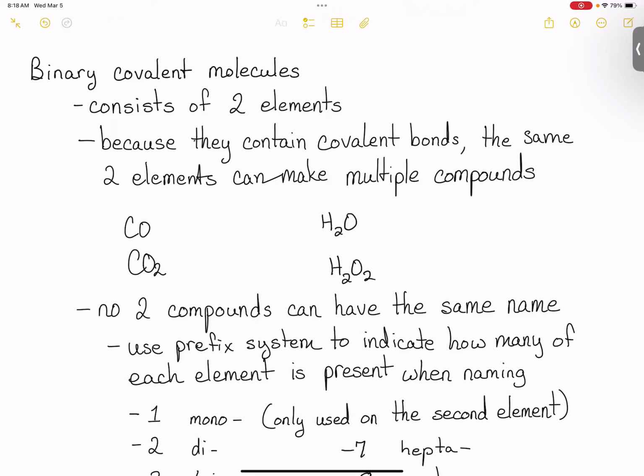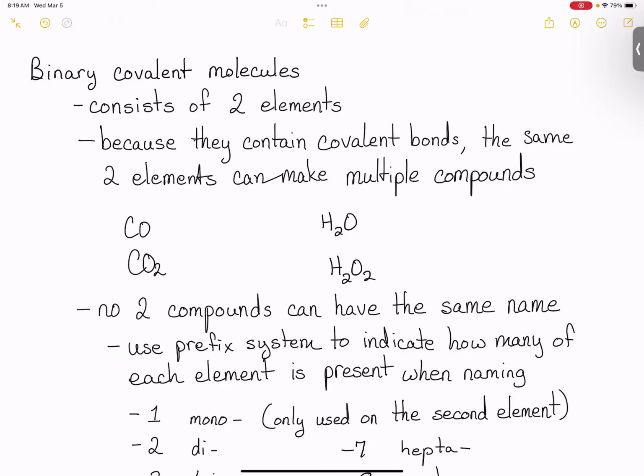I've given you a couple of examples here. CO is carbon monoxide. CO2 is carbon dioxide. They consist of the same 2 elements, but these same 2 elements are found in a different ratio. Or you can look at water, H2O, and hydrogen peroxide, H2O2. Again, it's the same 2 elements, but they are found in a different ratio.